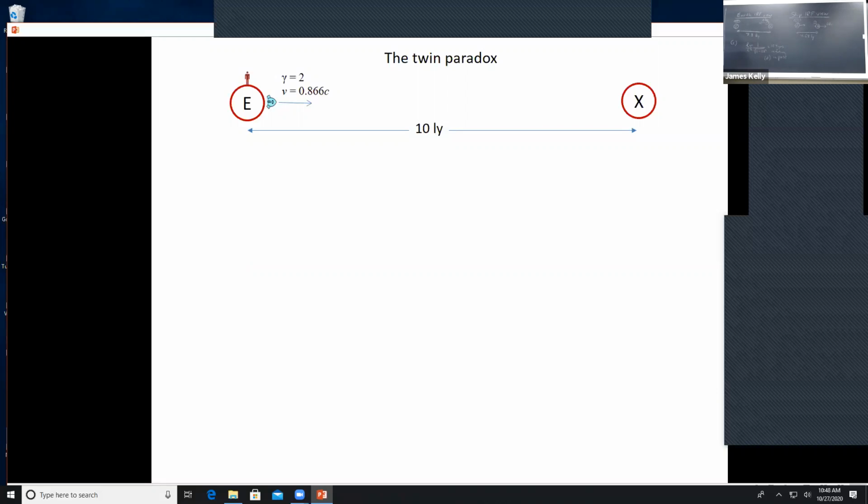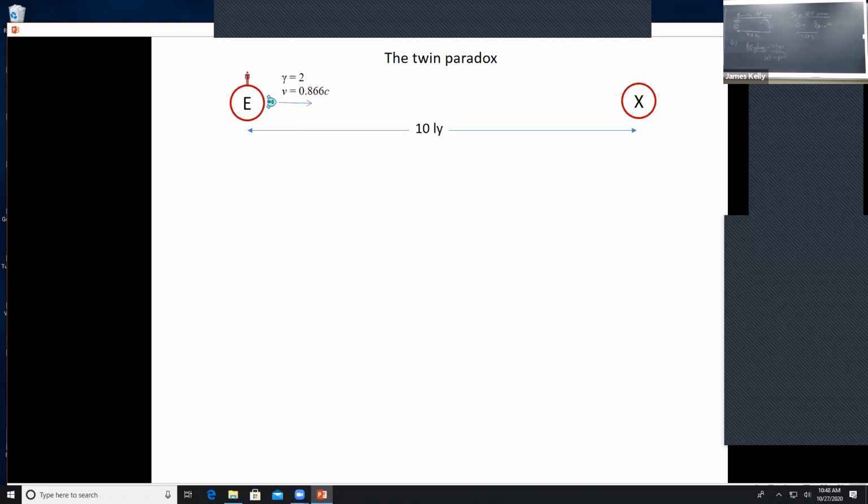Terra stays on Earth and just sits at rest, or at least feels like he or she's at rest. And Stella goes out to X and immediately turns around and comes back in the other direction. And then they're going to compare their biological ages, how much time is ticked off on their clocks, every measure of time, they're all going to agree, as we've discussed, okay? Since gamma equals 2, Stella sees half the distance between Earth and X.